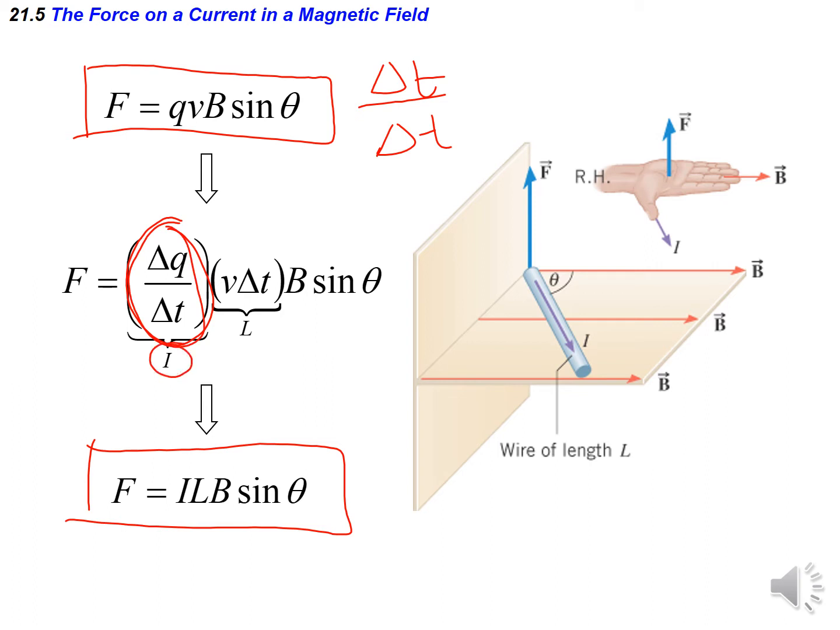And then the speed of the particle or of the charge multiplied by the change in time. So that is simply speed multiplied by time.